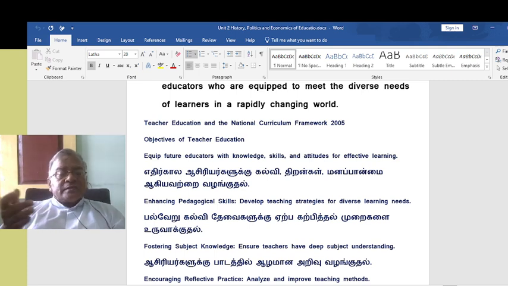Enhancing pedagogical skills. Then fostering subject knowledge. Ensure teachers have deep subject understanding.